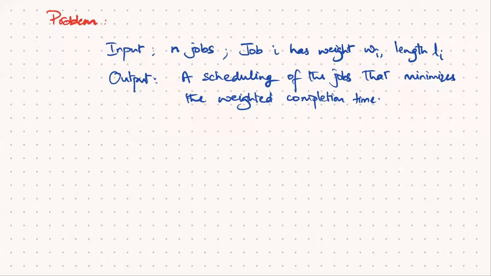So recall the problem we have: we have n jobs, each having a weight and a length, and we want to find an ordering of these n jobs, which is essentially scheduling, that minimizes what we defined as the weighted completion time. Now the brute force, naive algorithm was too expensive, order of n factorial. So we're trying to find a better way.